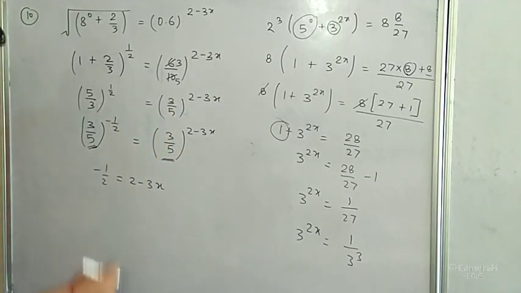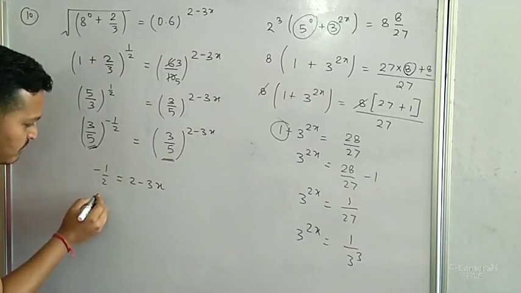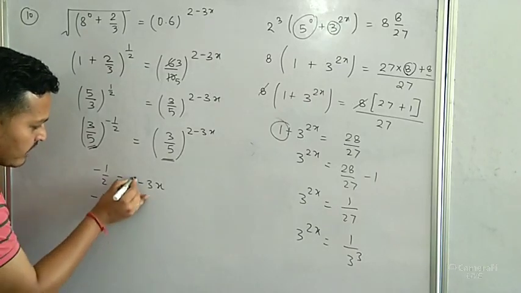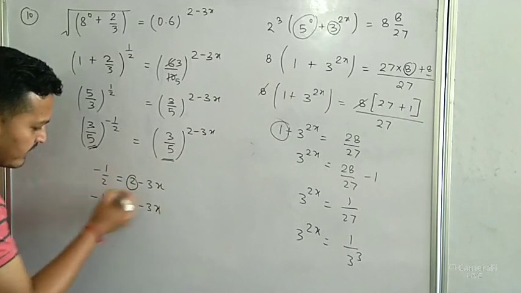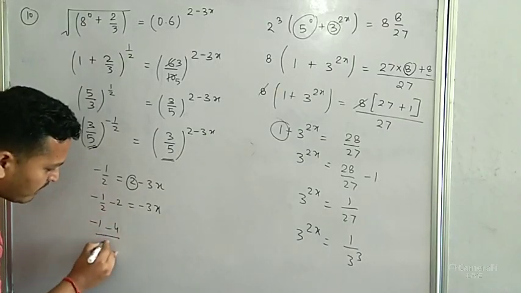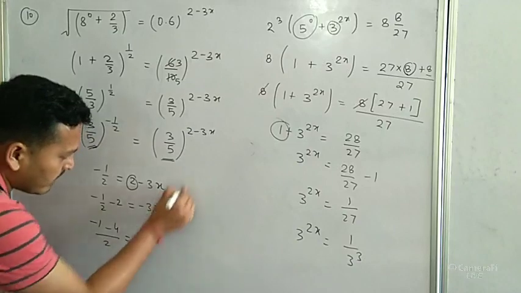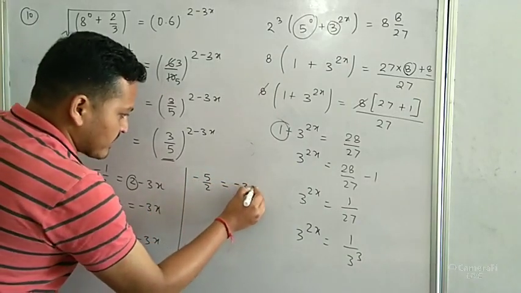How can we solve this one? तो take the number in the same side and variable in the another side. So what is left, sir? तो minus 1 by 2, take this minus 2 in left hand side, minus 2 is equal to minus 3x. Now LCM, तो minus 1, 2 2 is 4, minus 4 upon 2 is equal to minus 3x. So finally minus 5 by 2 is equal to minus 3x.